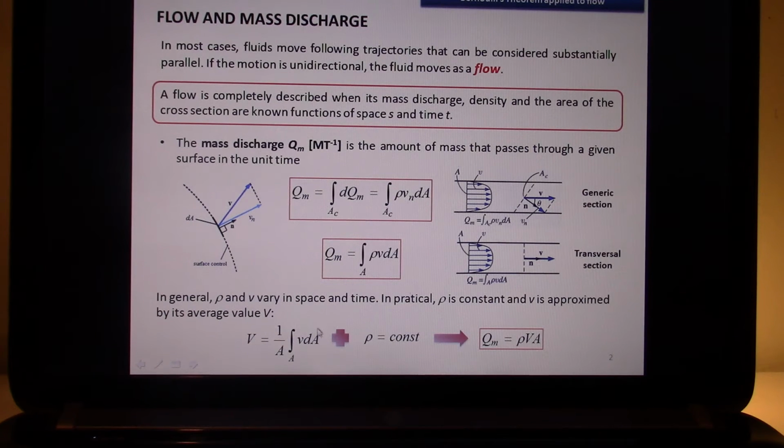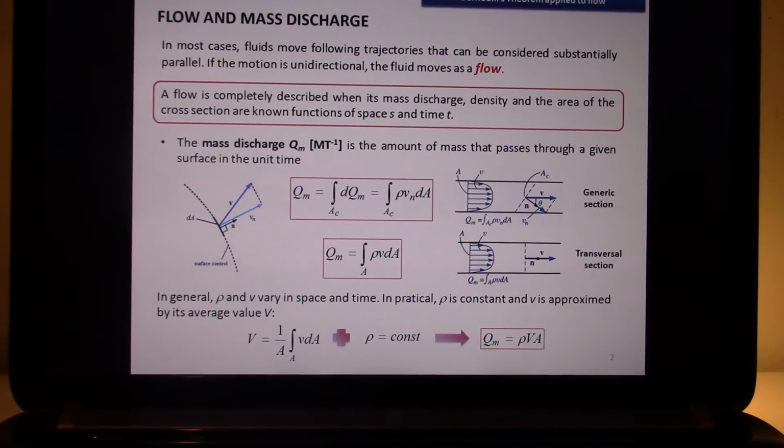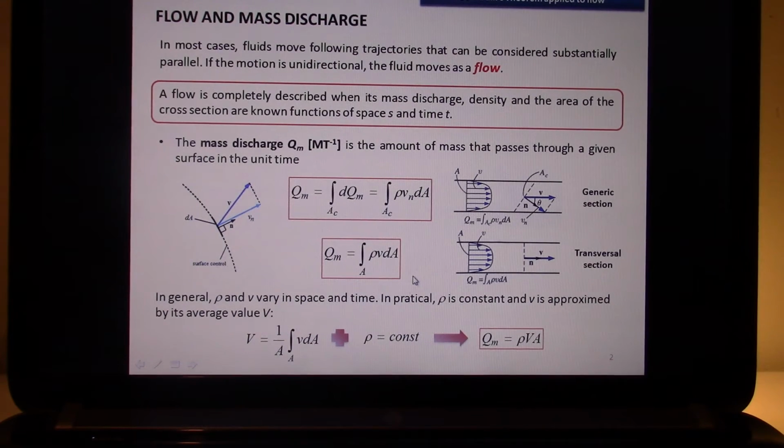This condition, which is the definition of the average velocity, plus the fact that we are considering a density which is constant, gives you the definition of mass discharge for incompressible fluid and considering its average velocity. So in most practical cases, the mass discharge is defined as the product of the density of the fluid times its average velocity times again the cross-section area, which is the transversal section.